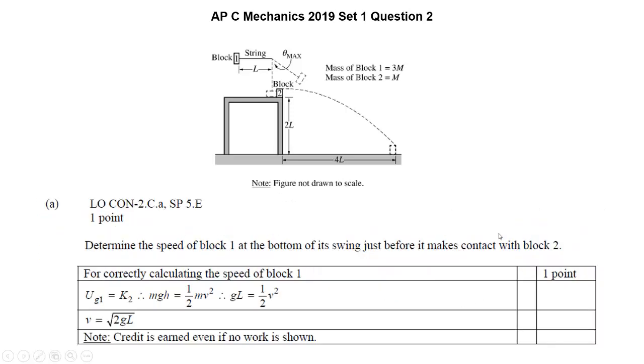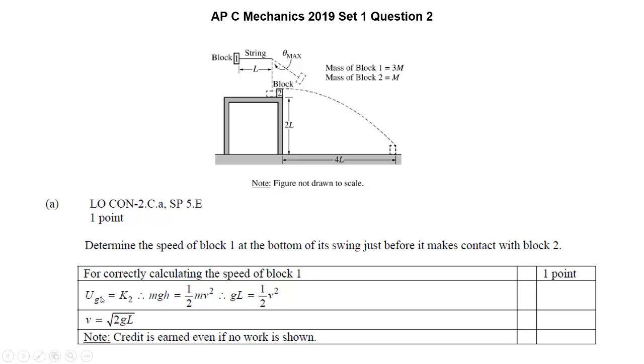So, first part of the question, quick one-pointer. What's the speed of block 1 when it gets to here, just before it makes contact with block 2? So when we're dealing with swings, the obvious place to go is a conservation of energy problem. If the string, the block, the table, the earth, everything basically is in the system, then energy is conserved. Initially, all of the energy is gravitational potential up here, and finally, all of the energy will be kinetic if we call this our zero of Eg to make life convenient.